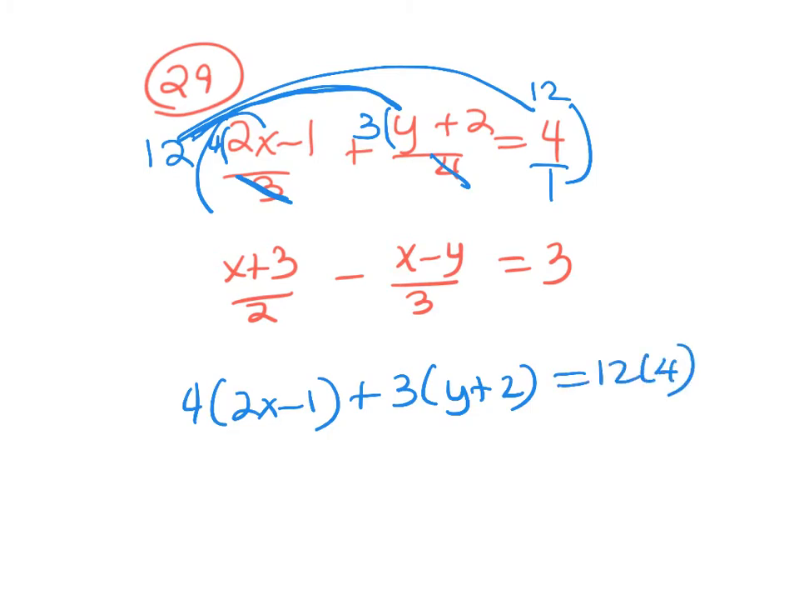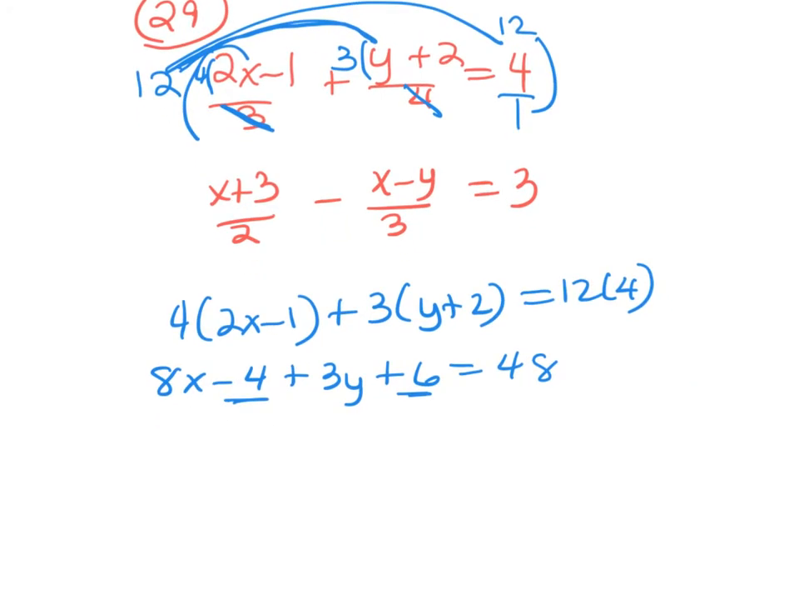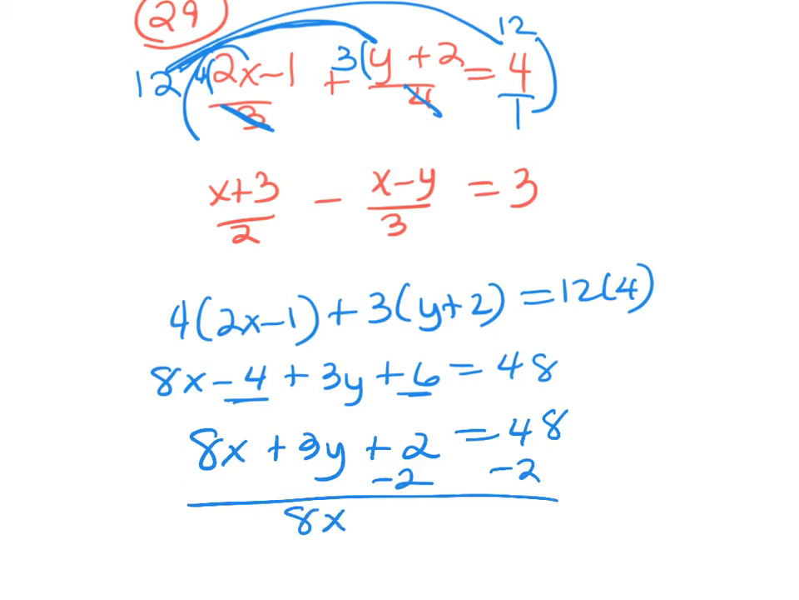So let me go ahead and simplify this one. I distribute and get 8x minus 4 plus 3y plus 6 equals 48. I need to combine my like terms here: 8x plus 3y plus 2. I need it in standard form, so I'm going to move the 2 over. And now I have standard form.